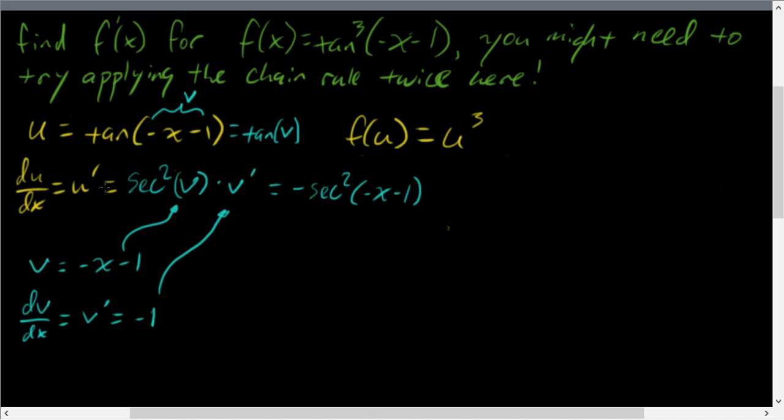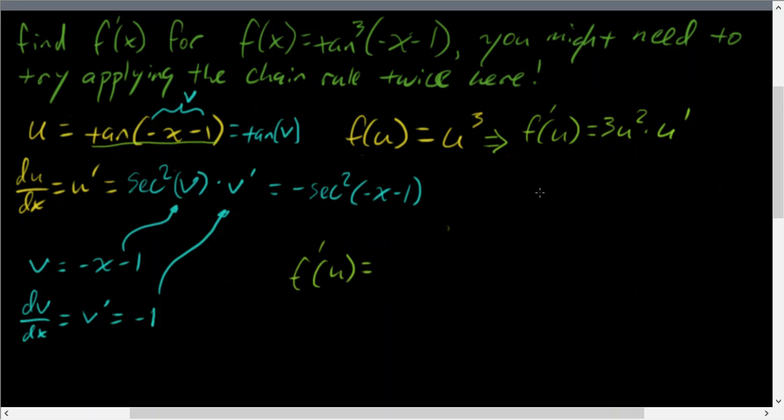All right. If that's u prime, what would the derivative of u cubed give us? So f prime of u would be 3u squared times u prime, right? Our chain rule applied to our power rule. Now, okay, what is u? I already know it was tangent of negative x minus 1. Let's put that down here where we have room.